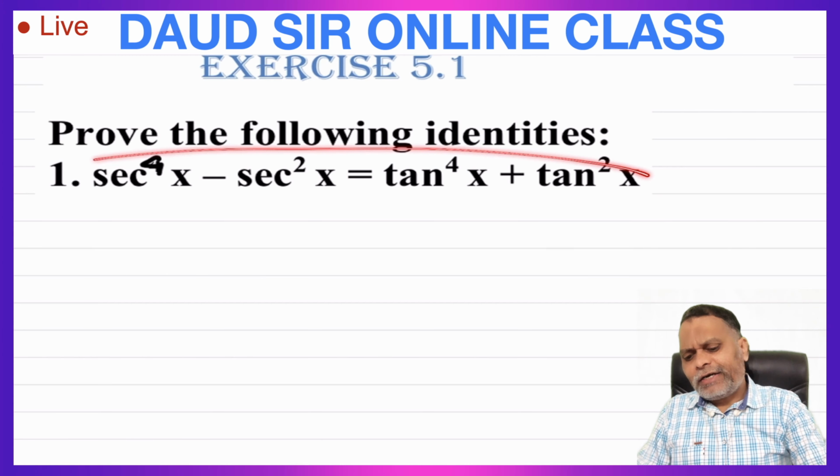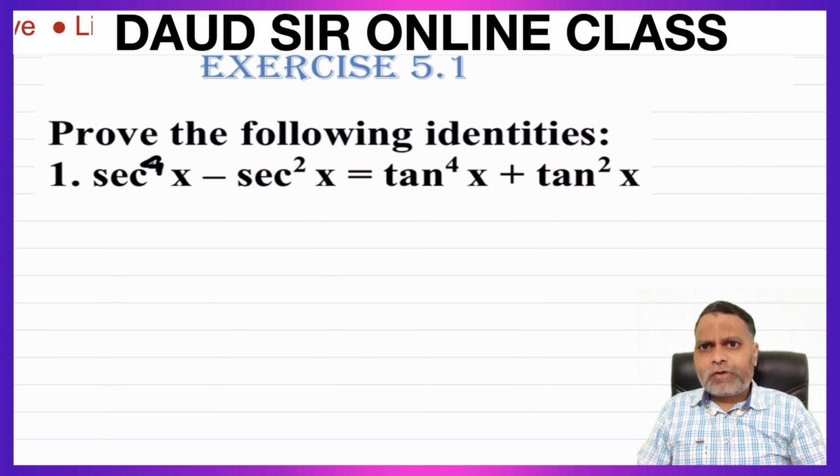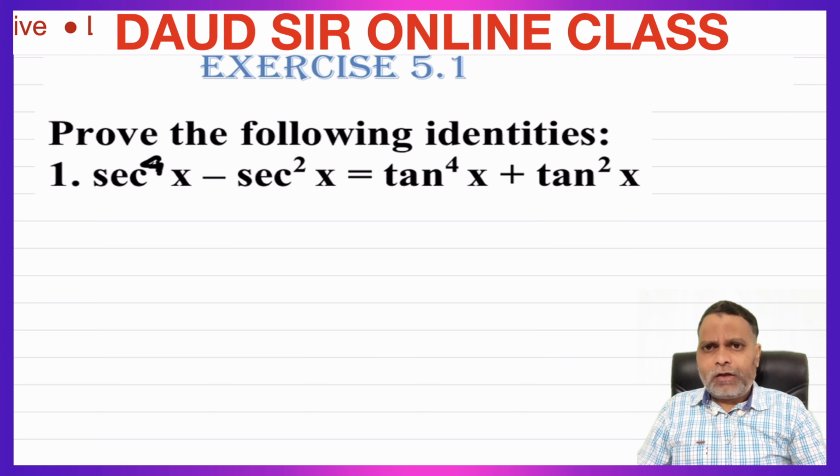For proving the identities, we can take the left hand side or the right hand side. The choice will be ours. But which side do we have to take? The side which looks lengthy or complicated, take that side, so the other side we can get easily. If both the sides look the same, we can take any one side.